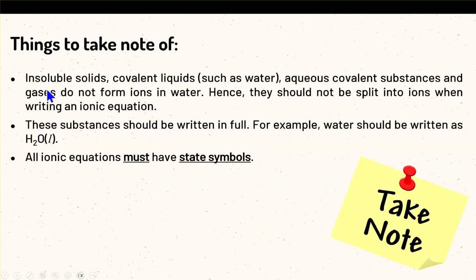Okay, things to take note. Insoluble solids, covalent liquids such as water, aqueous covalent substances, and gases do not form ions in water. Hence, they should not be split into ions when writing an ionic equation. So these substances should be written in full. For example, water should be written as H2O liquid. Since you cannot split them, they are not able to be cancelled out. And all ionic equations must have state symbols. Take note that all must have state symbols.